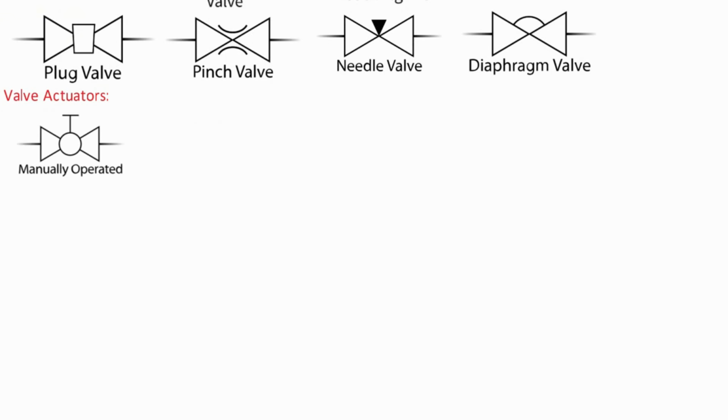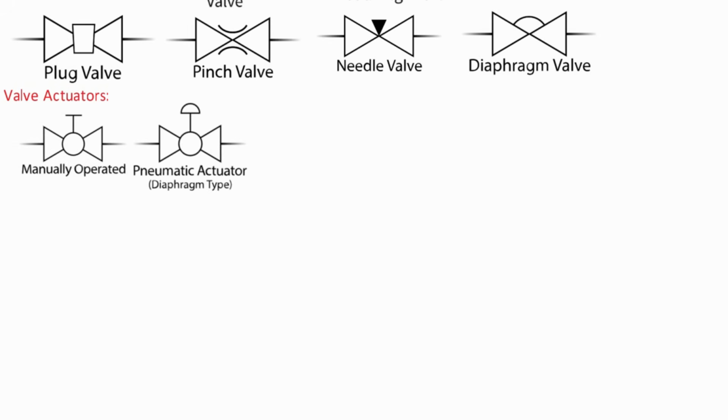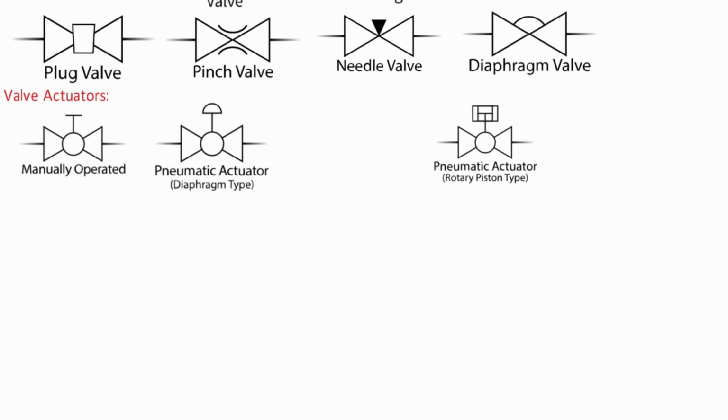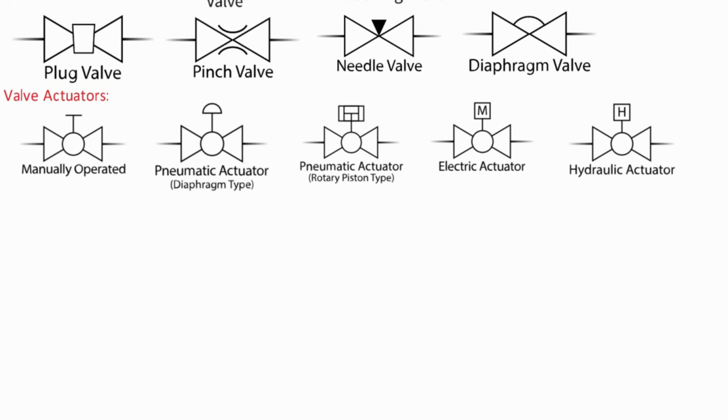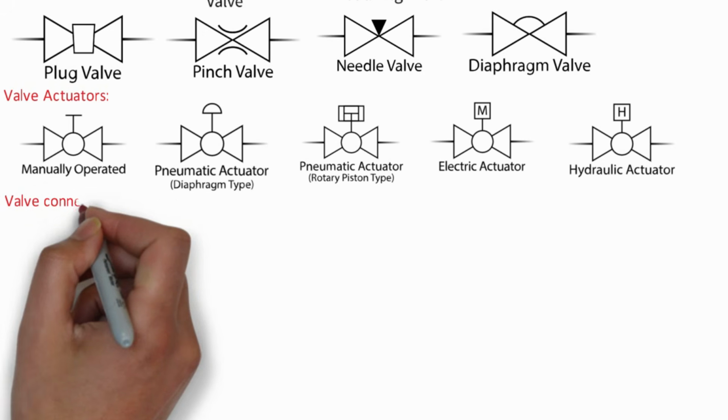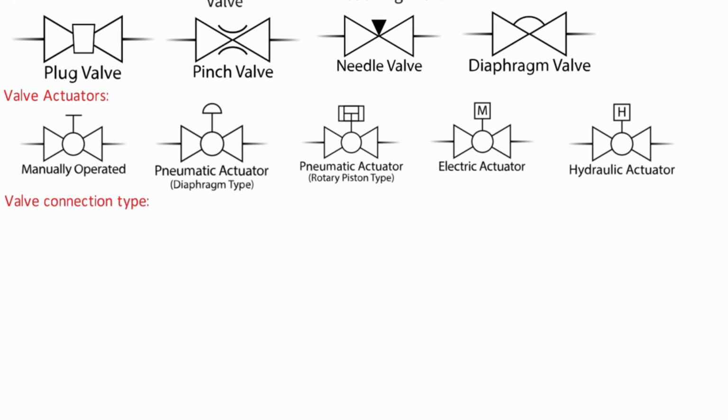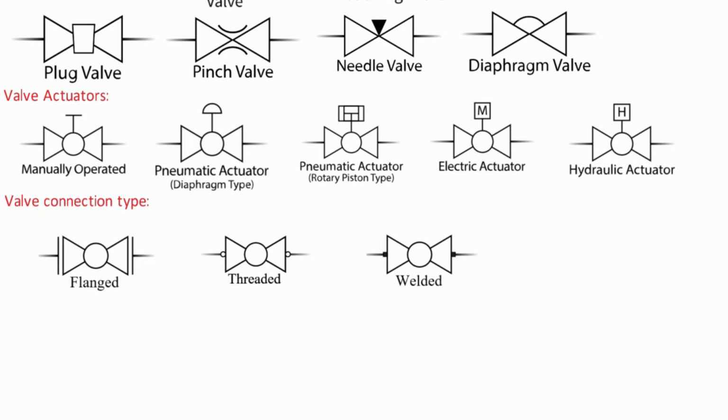We have different valve actuators like manually operated, pneumatic actuators, rotary piston type, electrical actuators, and hydraulic actuators. Now, valve connection types. However, this is optional. In any case, we have to use the project specific piping material specification for end connection of valve. But typically we use such representations to show different end connections like flanged, threaded, welded, socket welded.